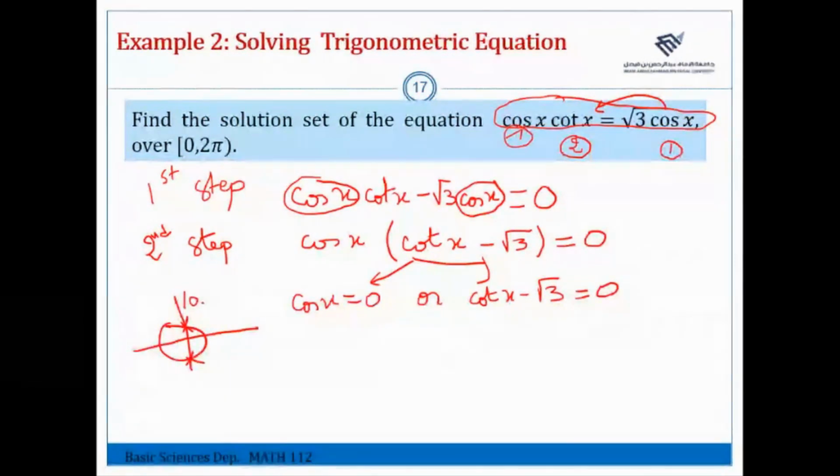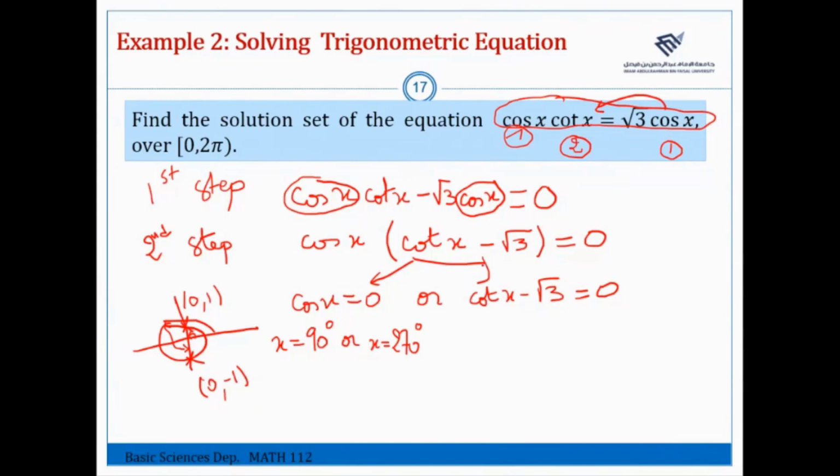Here on the unit circle, this point is (0, 1) and this point is (0, -1), right? So cosine is 0 for these two angles. How much is this angle? 90. So cosine x equals 0 if x equals 90 degrees, or x equals 180? No, 270. Okay, so we have two possibilities for cosine equals 0.